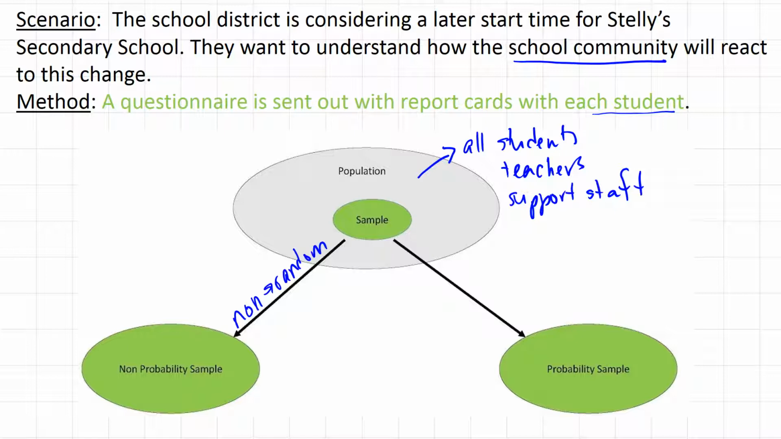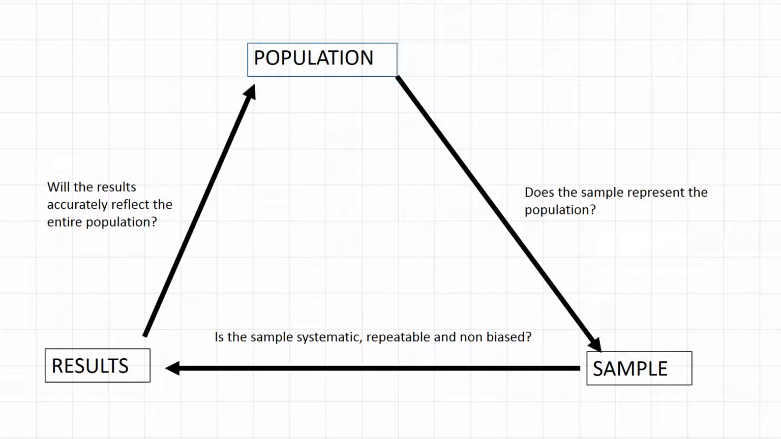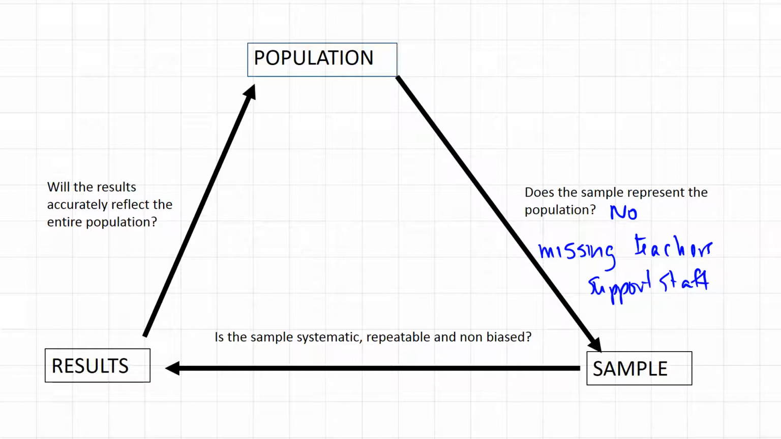Sure, all of the students are going to get it, but are they going to return it? So it is basically a volunteer survey, because some parents will return it and some won't. So let's analyze that again through this circle here. Does the sample represent the population? No, it did not, because it was missing the teachers and the support staff. Somehow those would have to be included in the sample for it to be representative.